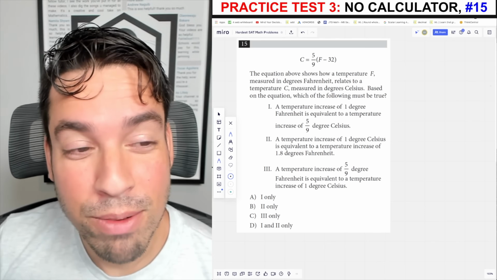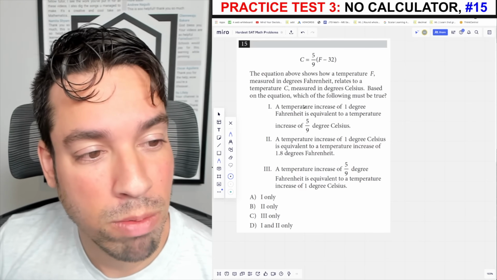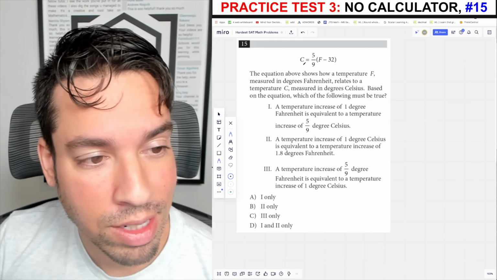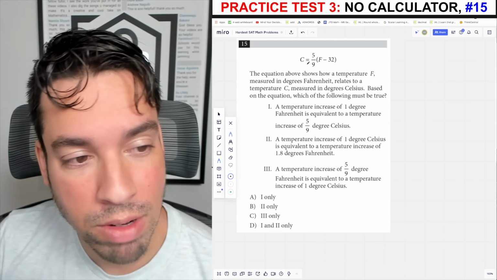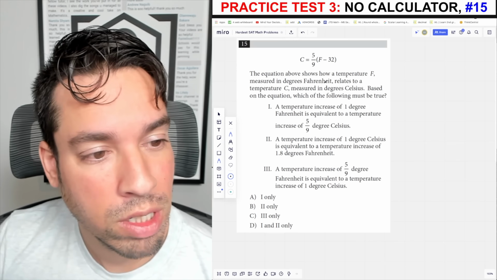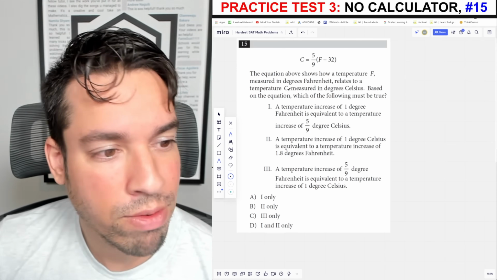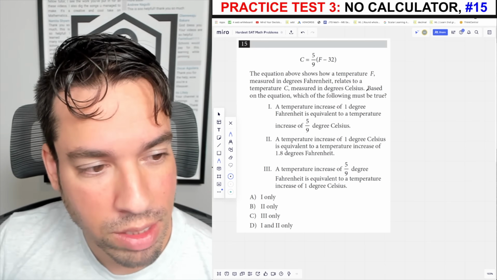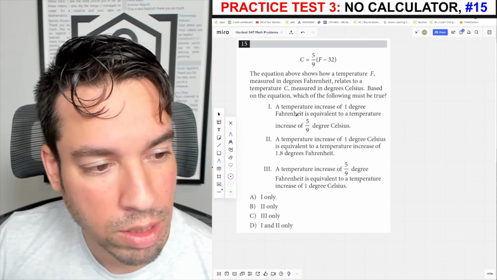This is a very, very interesting but sneaky problem using a formula that you've all seen, I'm sure, 100 times, which is the Celsius to Fahrenheit conversion, and vice versa. You can use it either way. So it says the equation above shows how a temperature F measured in degrees Fahrenheit relates to a temperature C measured in degrees Celsius. Based on the equation, which of the following must be true?